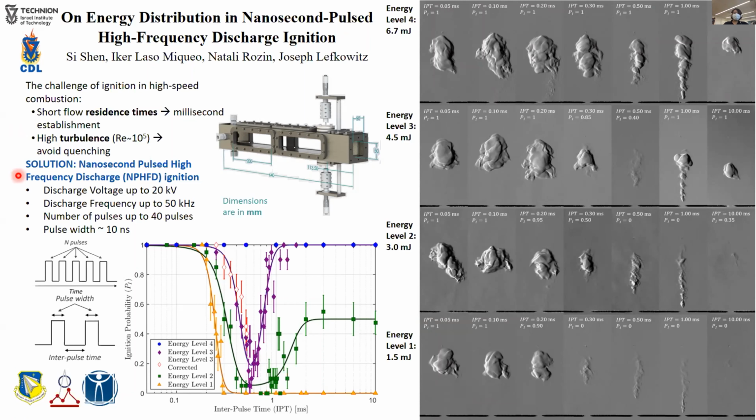Here's a picture of our ignition tunnel in the middle and some Schlieren images of the ignition kernels under different discharge conditions. In our experiments, we went up to about 20 kilovolts discharge voltage, 50 kilohertz, and up to 40 pulses. The pulse width is about 10 nanoseconds.